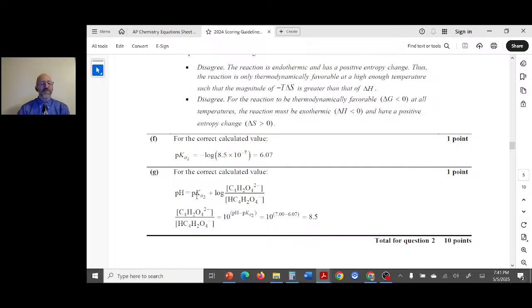So pH equals pKa, just of the reaction 2, not the whole thing. We're not adding them together. So pH equals pKa2 plus the log. So they did the math of 7 minus 6.07, which was the pKa2. So 7 minus 6.07, and then they did 10 to the minus that value, and they got a ratio of 8.5. Again, there's the official scoring guidelines.